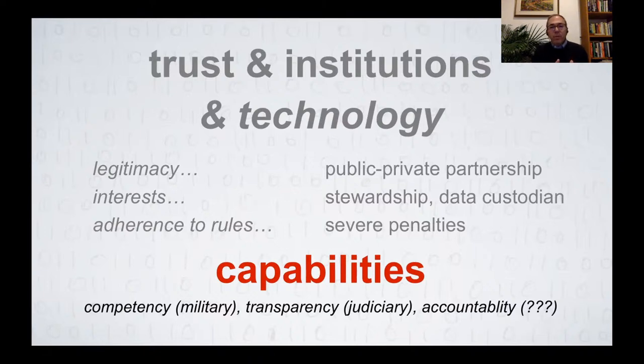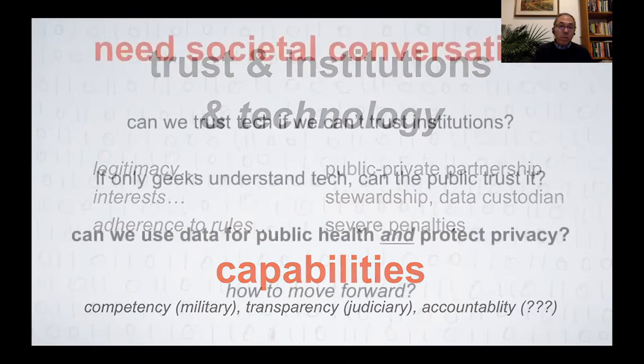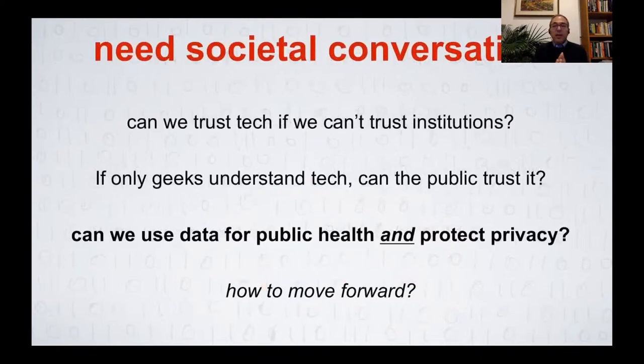Accountability, that's tougher. Who holds the sovereign to account? Honestly, it's not clear. And we're seeing the fragile nature of our democracies the more that we see populism in places where we didn't expect it, whether it's Hungary or Turkey, whether it's Britain or whether it's America. So we need to have the societal conversation, and I wanted to use this moment to launch a very rigorous conversation on can we trust the technology if we can't trust the institutions that have to deploy the technology, right?